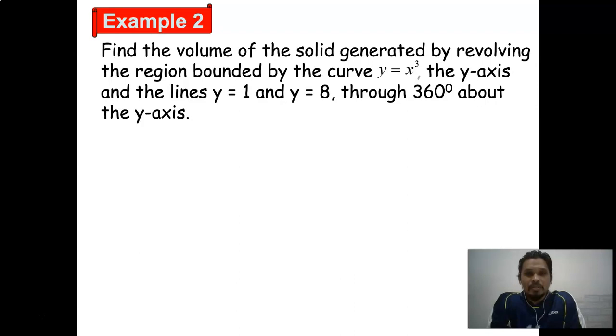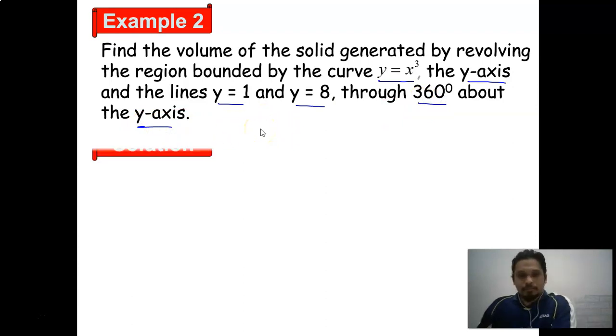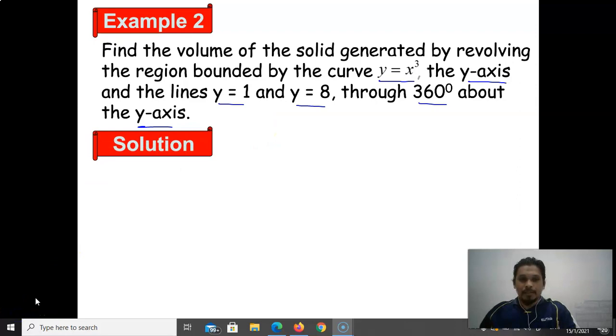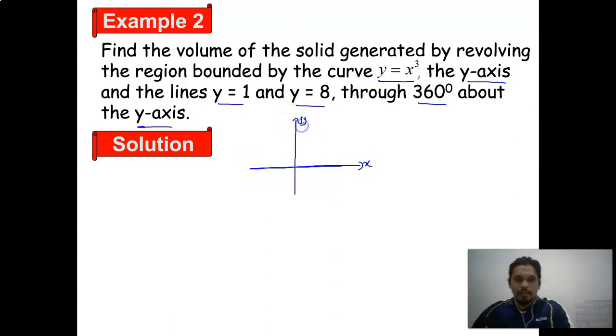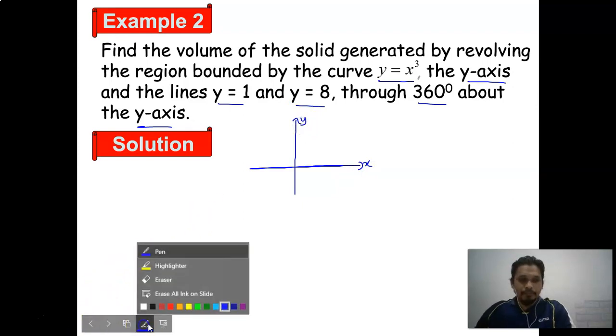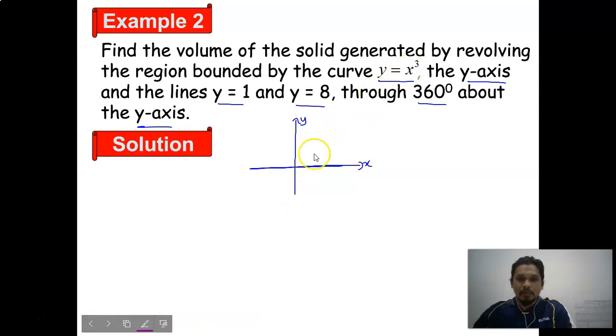Find the volume of the solid generated by revolving the region bounded by the curve y equals x cubed, the y-axis, y equals 1 and y equals 8, through 360 degrees about the y-axis. Okay, now let's sketch the graph of y equals x cubed. So this is the graph of y equals x cubed.